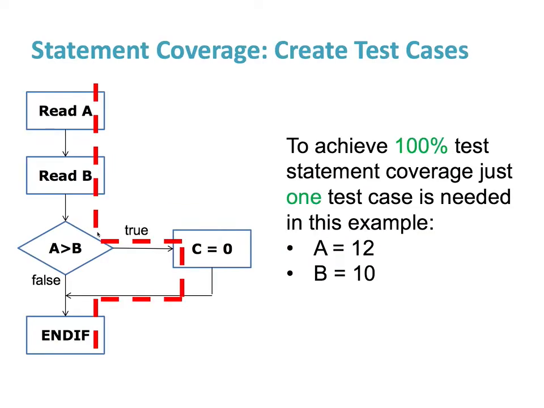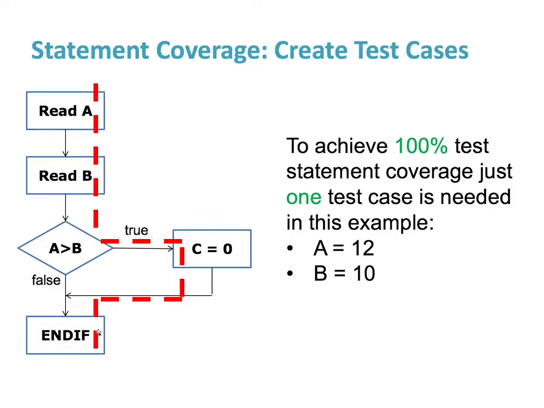And in this case, it's nice and easy because I can actually do it with one single test case with the values A equals 12 and B equals 10. So I read in A, which is 12. I read in B, which is 10. 12 is obviously bigger than 10, so it's taking us over into the C. We're setting the value of C equal to 0, and then we're ending our if. And following the red line trace, we can see that we've stepped through every single instruction.